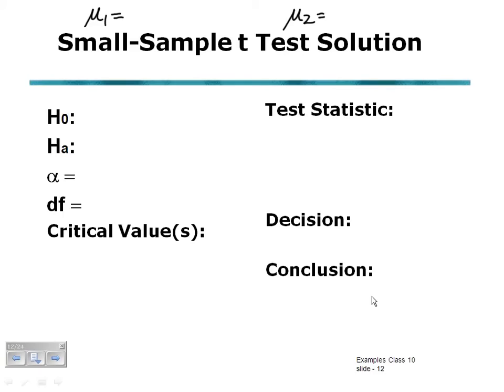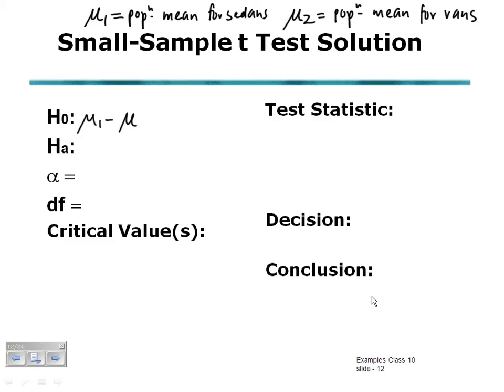Moving into our hypothesis test outline, we're using the sample mean 1, where population mean 1 is the mean for the sedans, and mu2, mean 2, is the population mean for the vans. So we can determine in our hypothesis test whether there is a difference in the average miles per gallon. If we're looking for a difference, then our null hypothesis will be that there is no difference. That's mean 1 minus mean 2 equals 0.